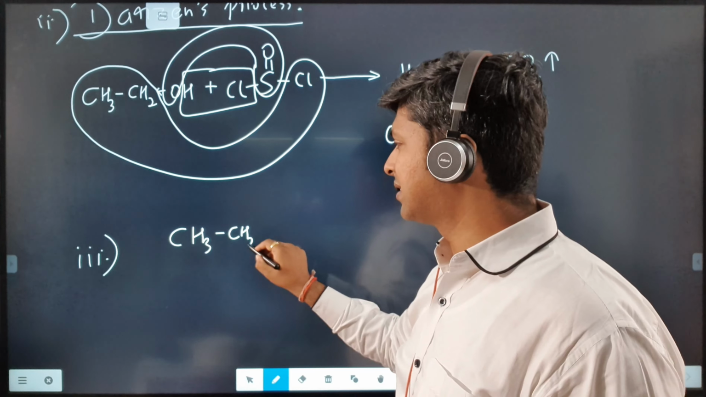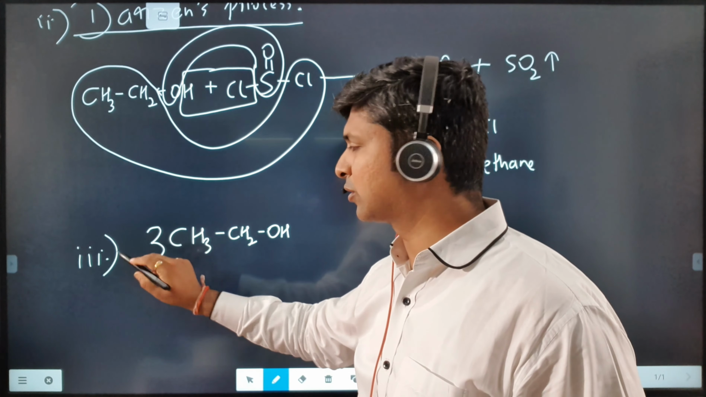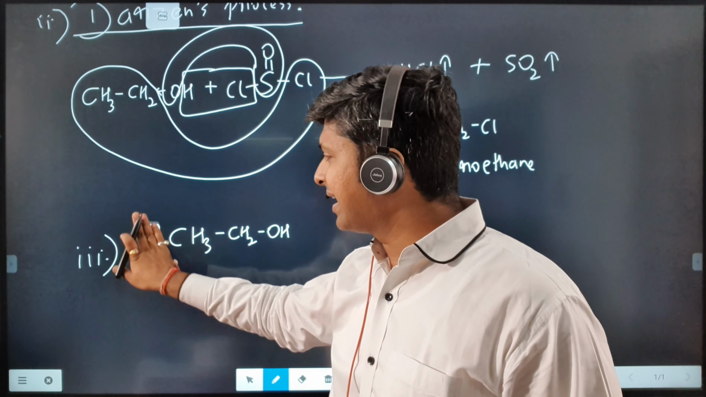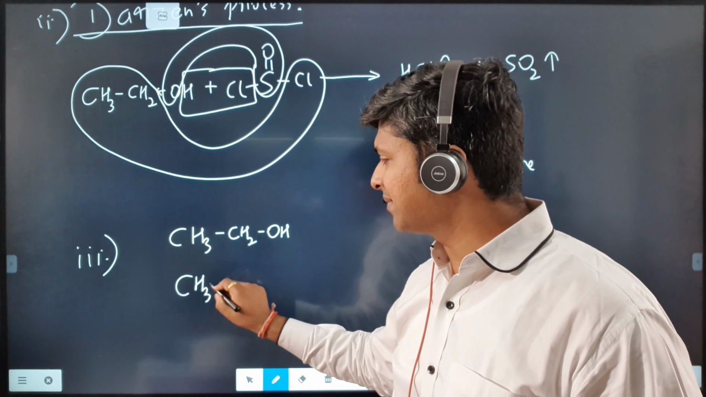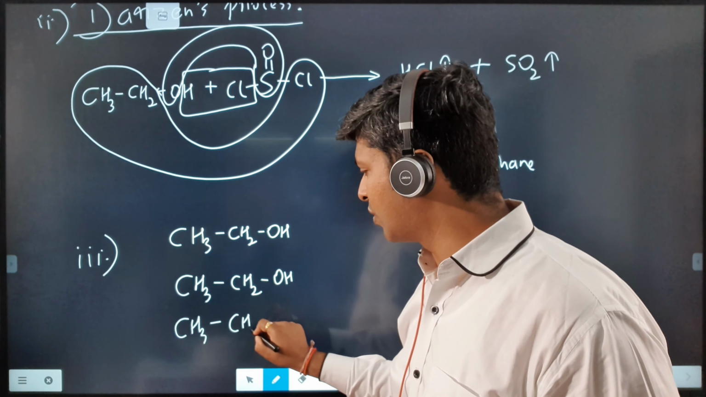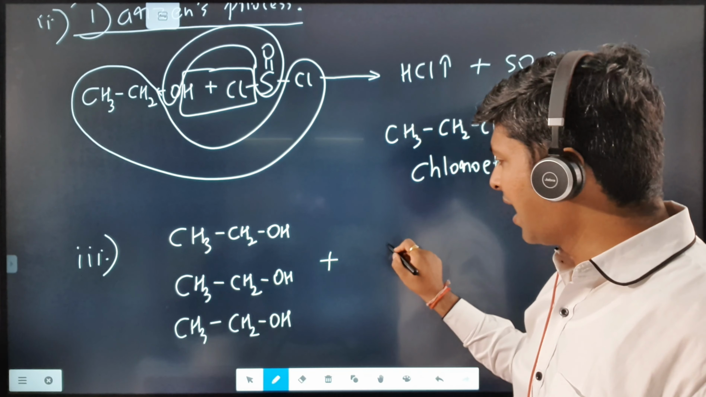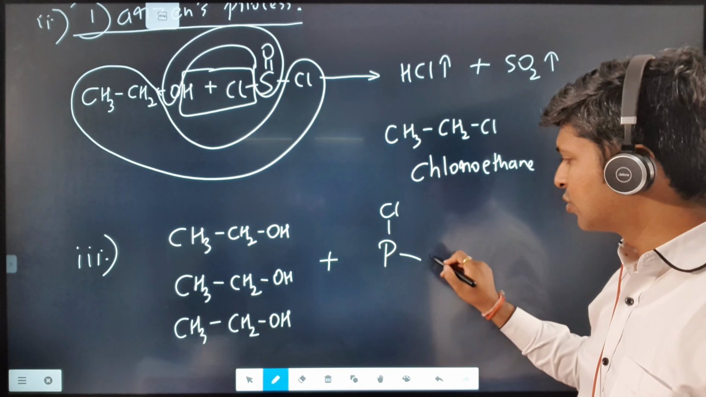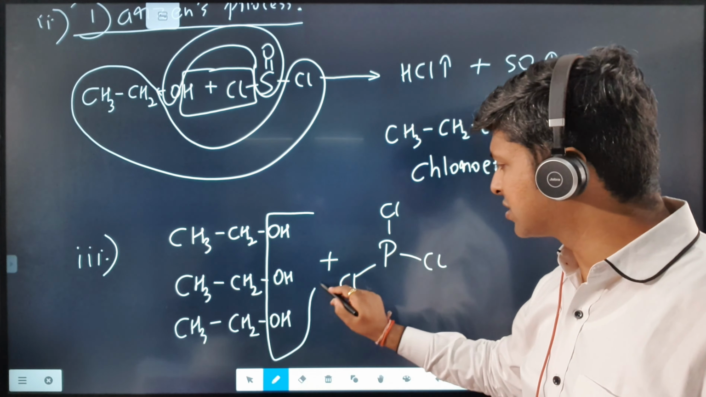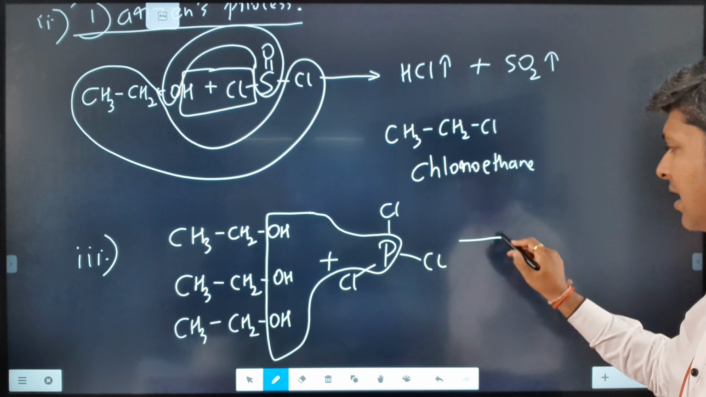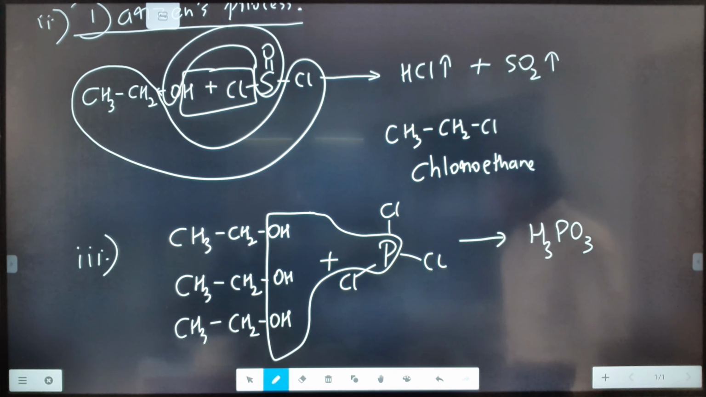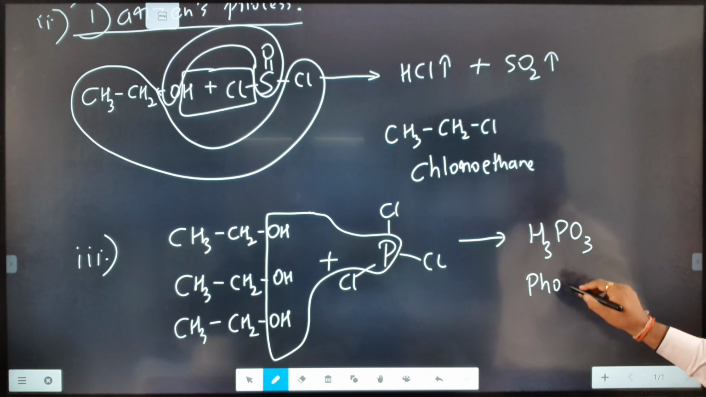Now when we are using PCl3, make sure that you use 3 moles of alcohols. So if I write 3 moles of alcohols, I can write them like this as well. CH3CH2OH and CH3CH2OH. I'm writing like this so that you understand a little better. And PCl3 I'll write like this so that we can understand who's getting combined with whom. So what is going to happen is 3 hydrogens from here, 1 phosphorus from here and 3 oxygens from here will form H3PO3. Now H3PO3 is phosphorus acid.